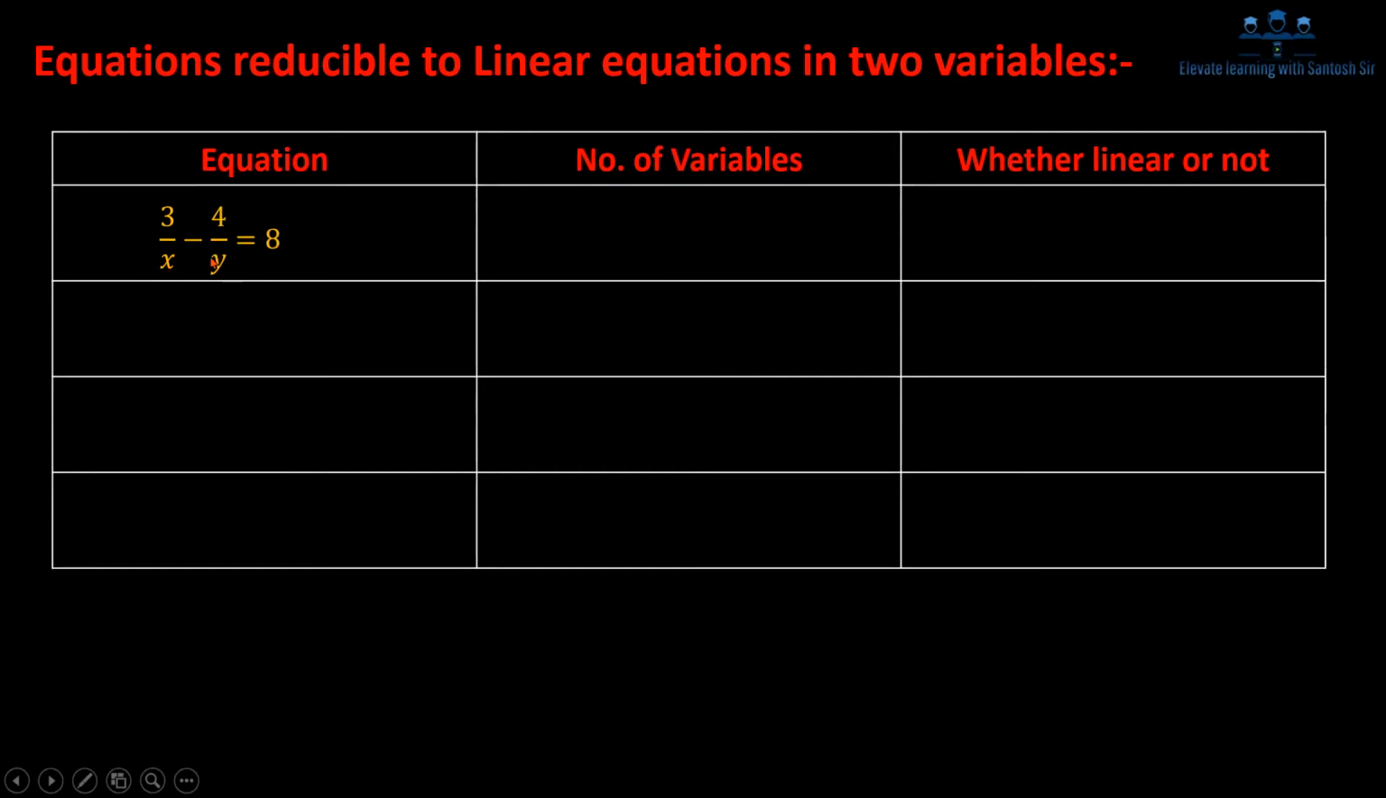It has two variables x and y, but it is not a linear equation in two variables because the power of the variable x and the variable y is negative 1 over here. As per the rules, the power of x and y should be 1, but over here, as x and y are present in the denominator, their powers is not 1. I can write it as 3x raised to minus 1 minus 4y raised to minus 1 is equal to 8. Because of this, it is not a linear equation in two variables.